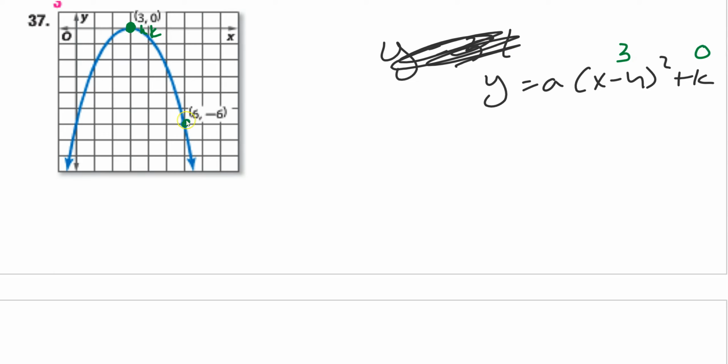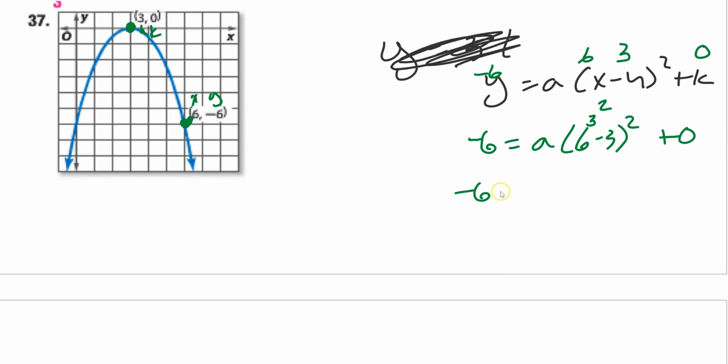We use the other point to help us find a. This is our x and our y. So this will be 6 and this will be negative 6. So negative 6 equals a times (6 minus 3) squared plus 0. That's just going to be 3 squared. So negative 6 equals a times 9. You want to get a by itself, so divide by 9. And a equals negative 2/3.